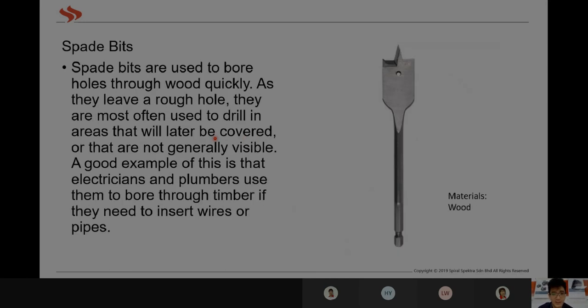Spade bits are quite sharp and big, so they're normally used to drill through wood and only wood. They leave a very rough hole, and they're most often used to drill in areas that will be covered later. They are not generally visible because it's not going to be very pretty.